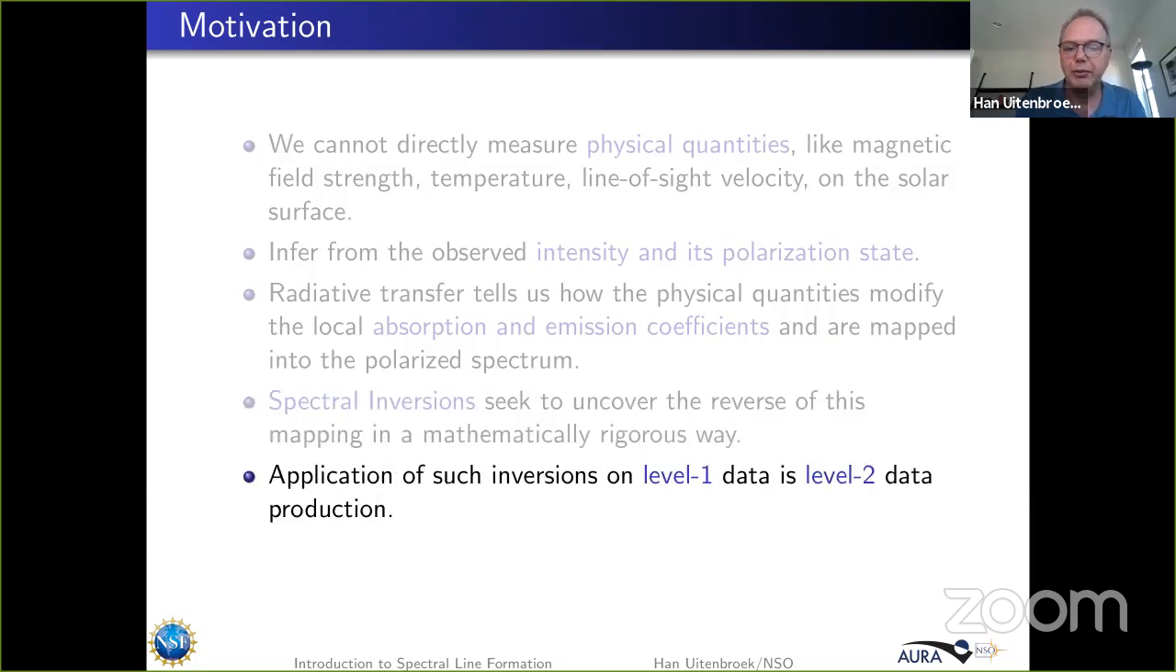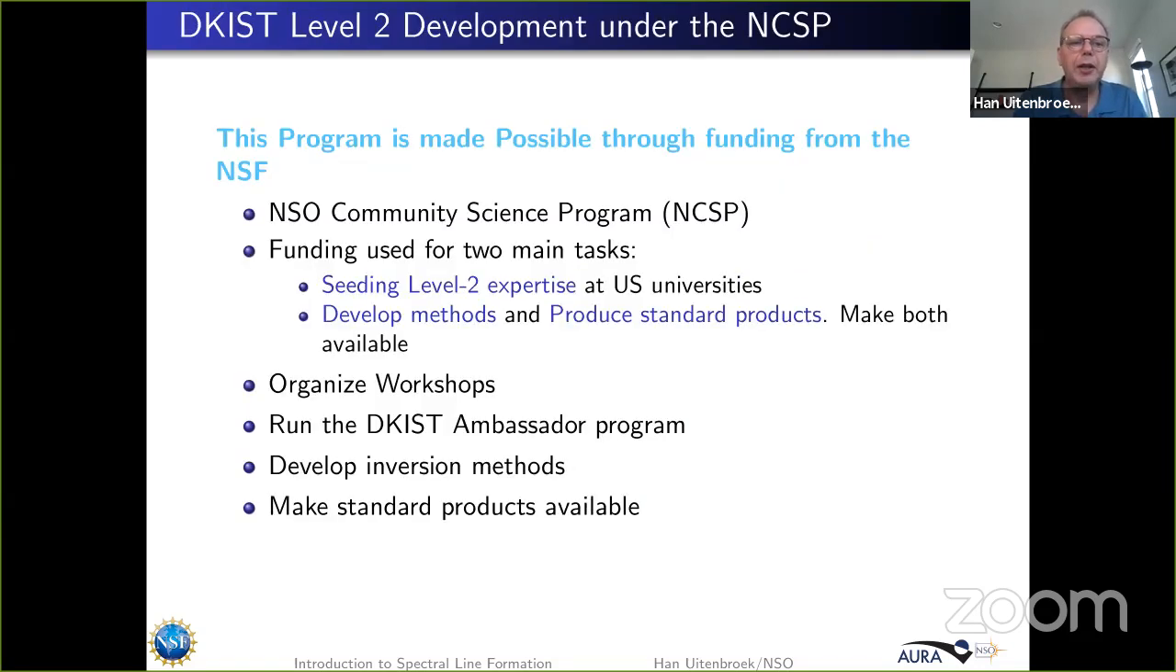An application of such inversions on level 1 data is what we call level 2 data production. Now, the NSF very kindly provided us with additional funding that allowed us to create the NSO Community Science Program as a division within the NSO. The funding will be used for two main tasks, namely seeding level 2 expertise at US universities, and developing new methods and producing standard products of level 2 data and making those available to the community.